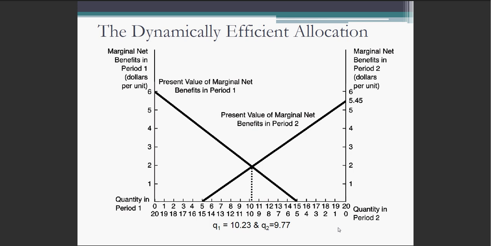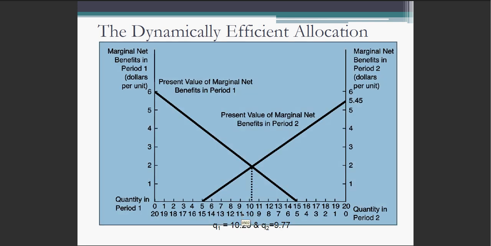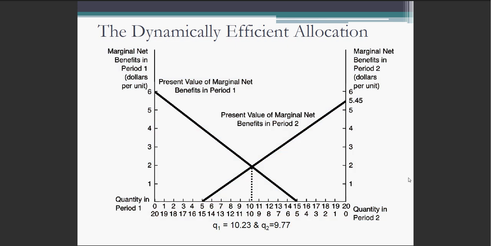At any point on this horizontal axis, the amounts of resource sum to 20, which is the resource constraint. By locating the point where the two generations both receive equal marginal benefit, this point here, we find the dynamic efficient allocation. In this example, we can see that generation 1 consumes slightly more than generation 2. You can see down here that generation 1 consumes roughly 10.2 units and generation 2 9.8.